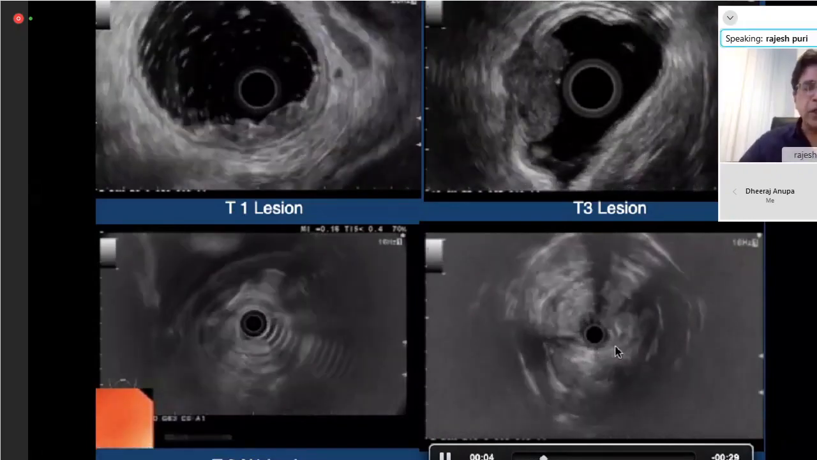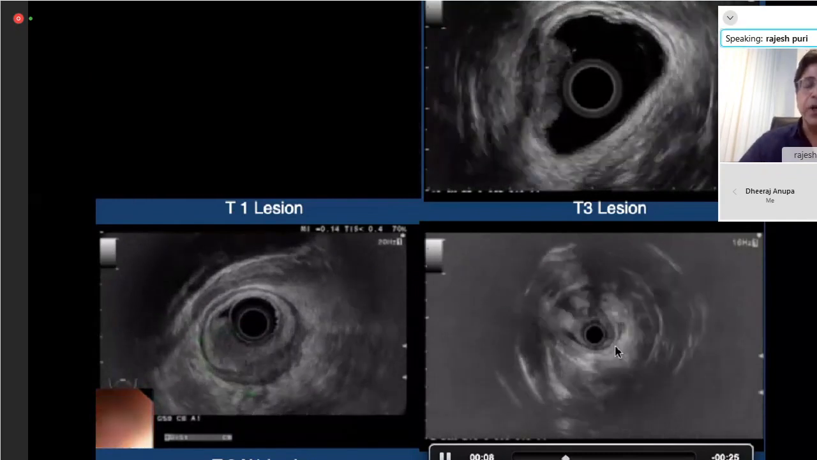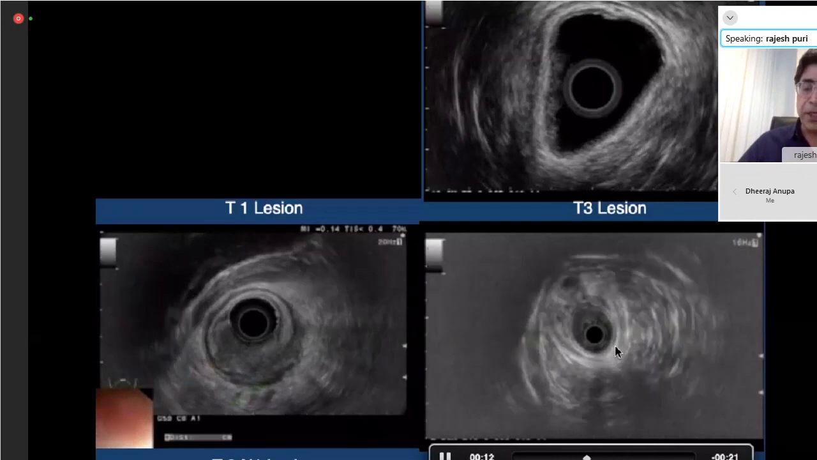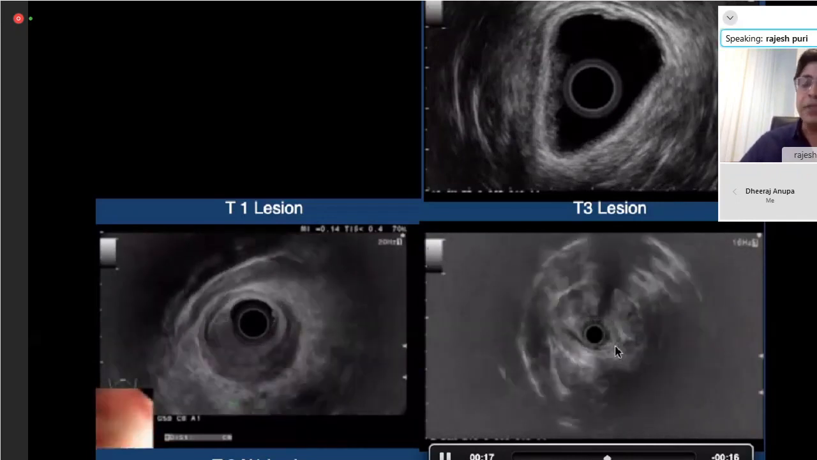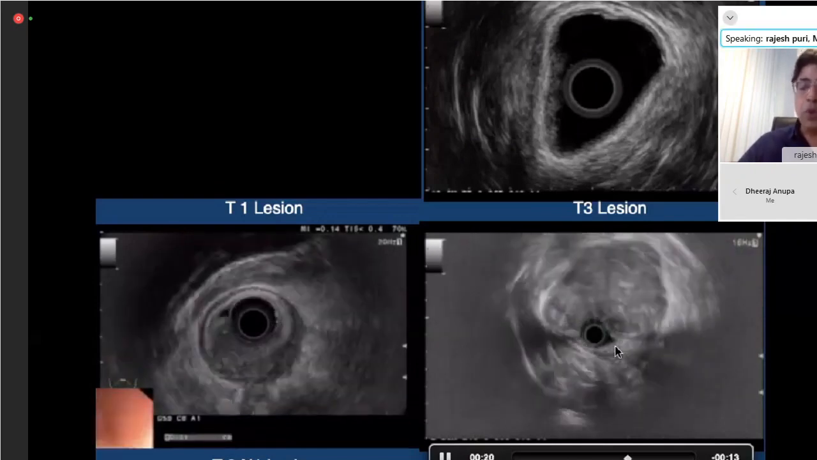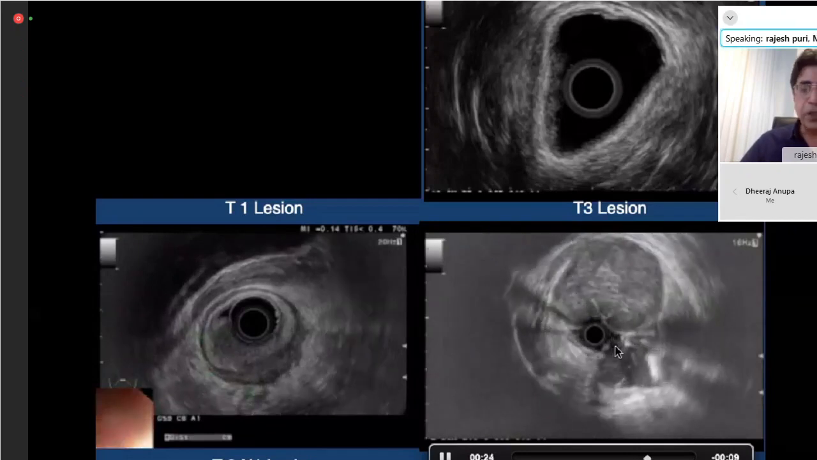So for T staging of rectal cancer, esophageal cancer and gastric cancer, EUS is the investigation of choice, but before doing the T staging, you should do a CT scan and MRI to know about the N and M staging. If the patient has metastatic disease or you know that the patient has nodal disease, then you don't require T staging in these patients.